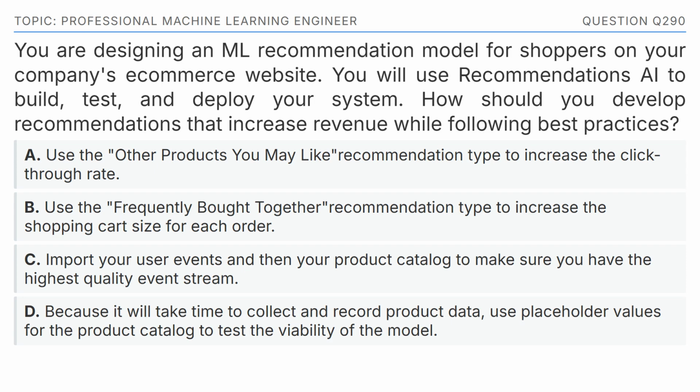The options are: Option A, use the other products you may like recommendation type to increase the click-through rate. Option B, use the frequently bought together recommendation type to increase the shopping cart size for each order. Option C, import your user events and then your product catalog to make sure you have the highest quality event stream. Option D, because it will take time to collect and record product data, use placeholder values for the product catalog to test the viability of the model.